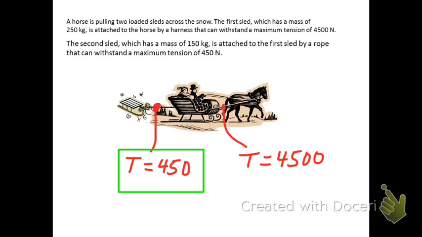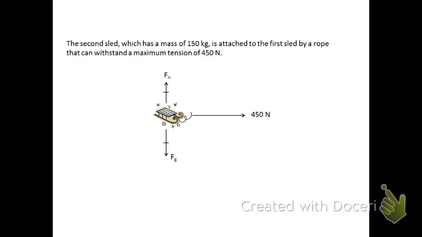Okay, we can look at this and see the 450 newtons, that is the weak link in the chain. If something is going to break, it's going to happen between the big sled and the little sled long before it happens between the horse and the big sled. So that's where we're going to concentrate our efforts. Let's do a free body diagram of the little sled. The maximum tension that it can withstand on its rope is 450 newtons.